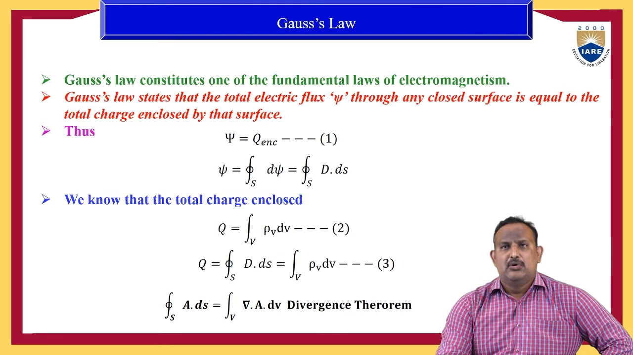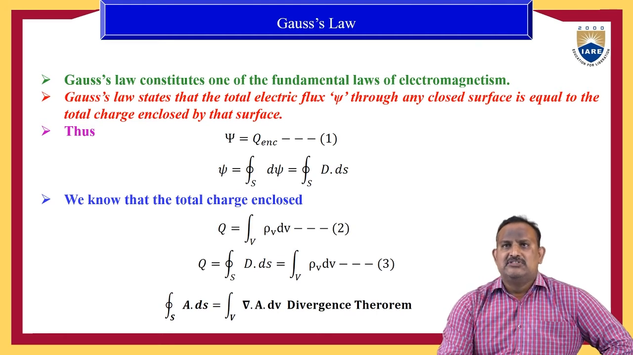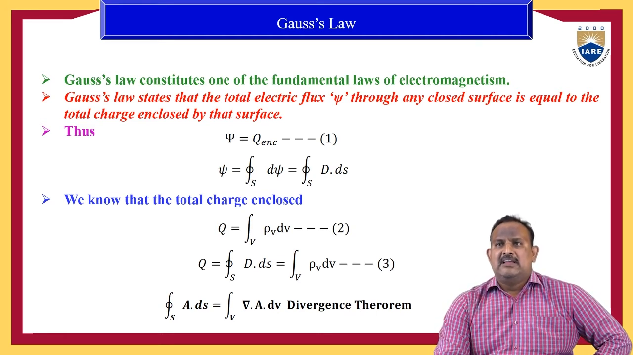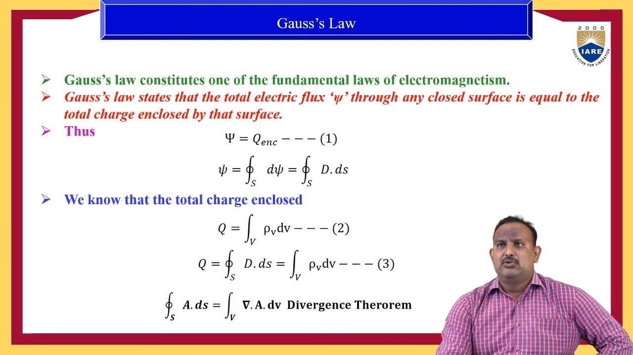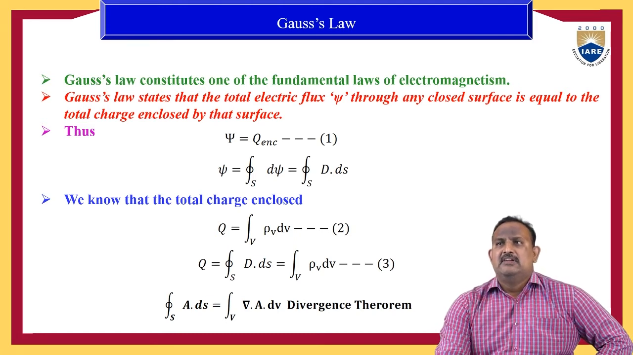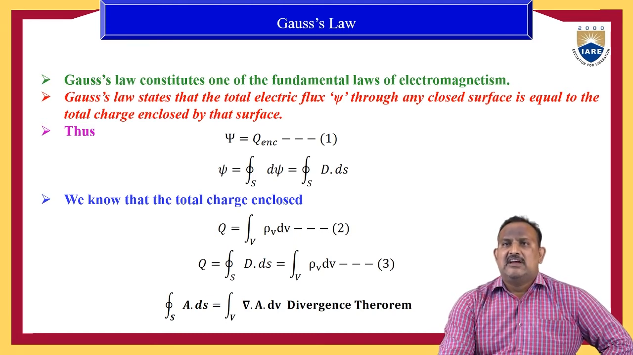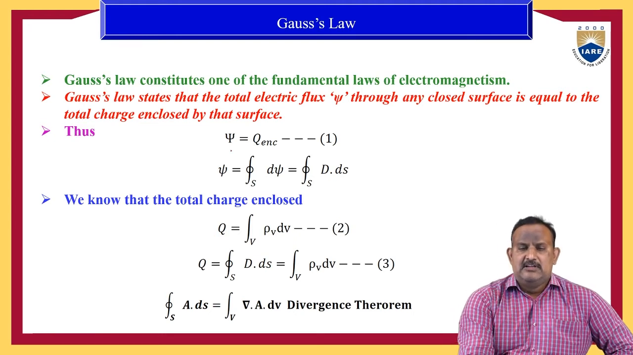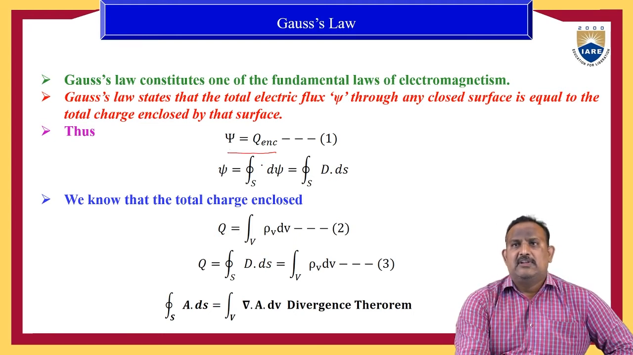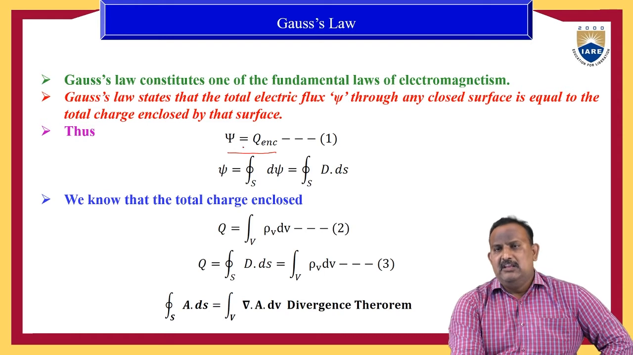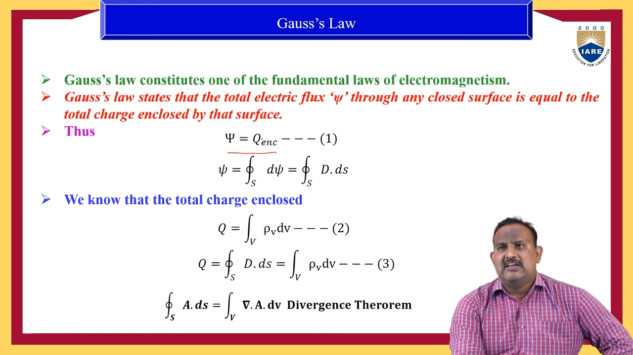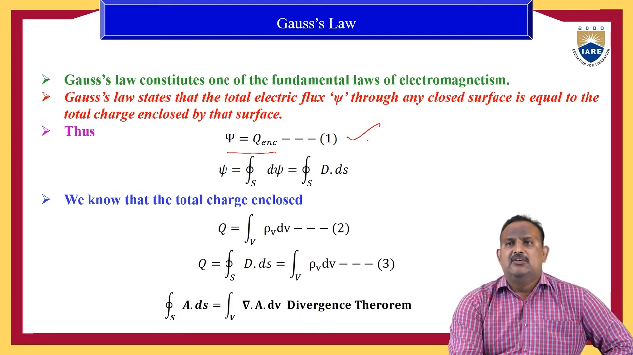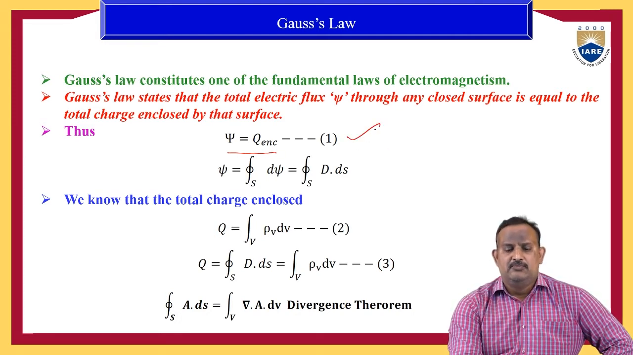So let us assume a closed surface. According to Gauss law, the electric flux psi through any closed surface is equal to the total charge enclosed by the surface. So psi is equal to Q enclosed. This is the Gauss law.